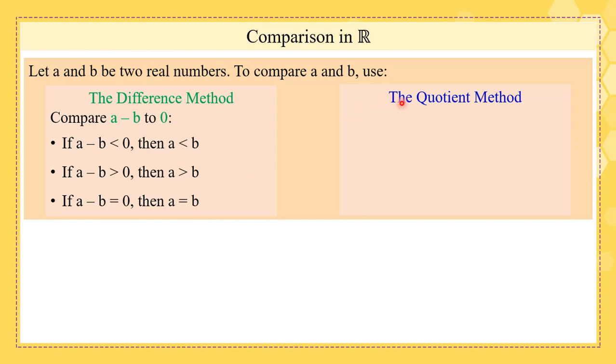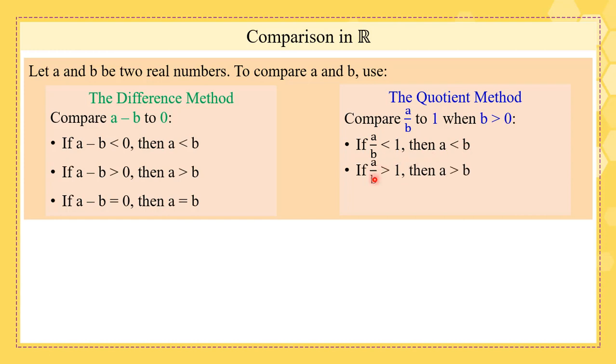We can also use the quotient method, in which we compare A over B to 1 when B is positive. So if A over B is smaller than 1, we can say that A is smaller than B. If A over B is greater than 1, we say that A is greater than B. And if A over B is 1, we say that A is equal to B. But remember here, B should be positive because we cannot cross multiply unless B is positive.